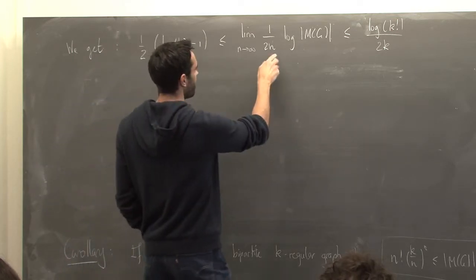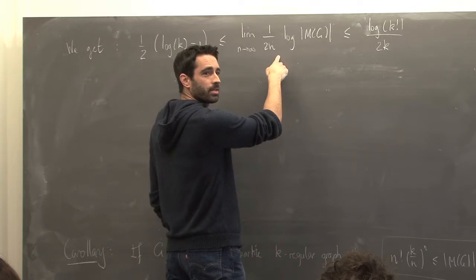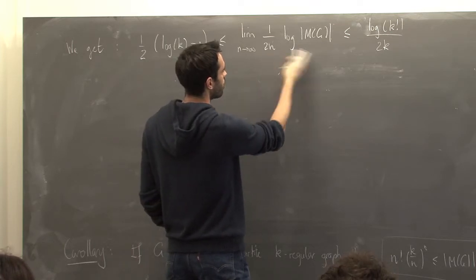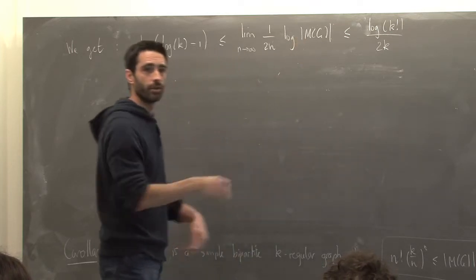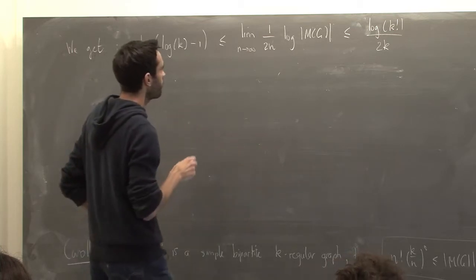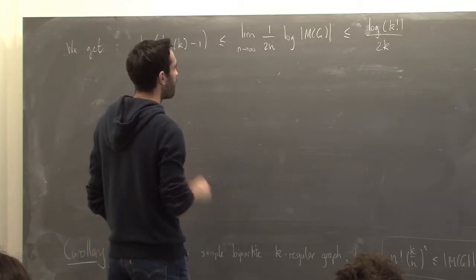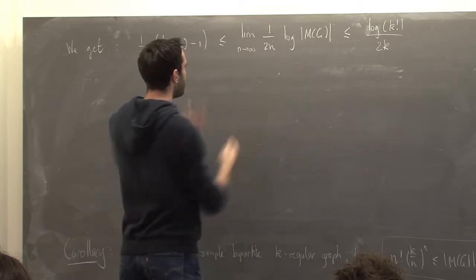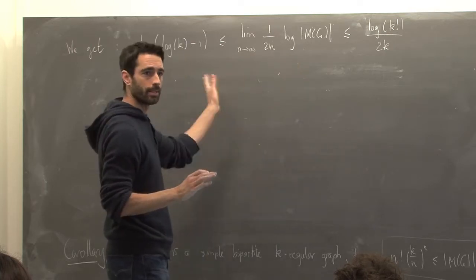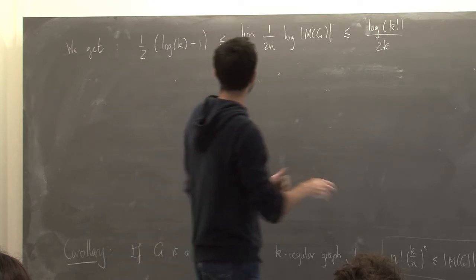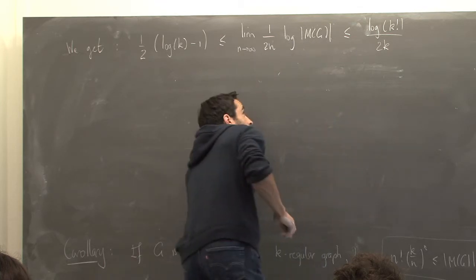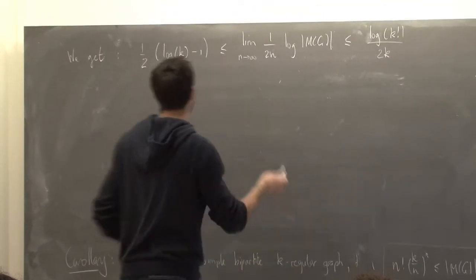So this thing here, you will see it many times in the future. This is called the free energy of the model. I'm not saying that this limit always exists, but if it exists, it's between these two. So let's make a couple of examples.